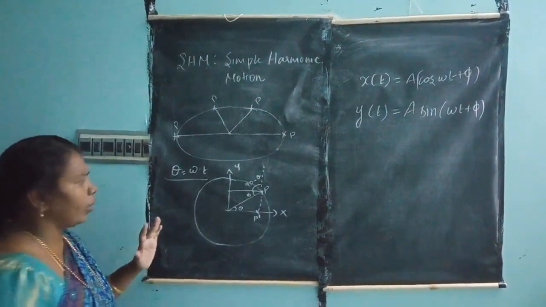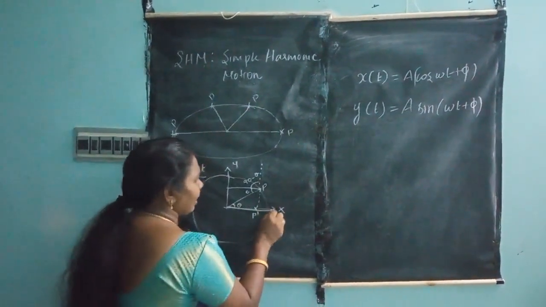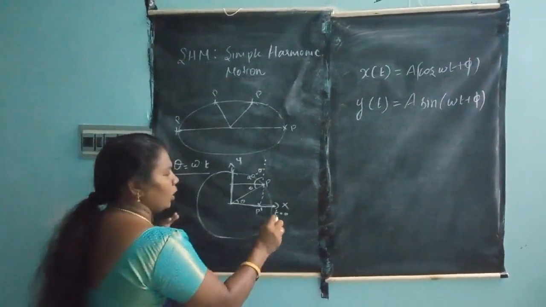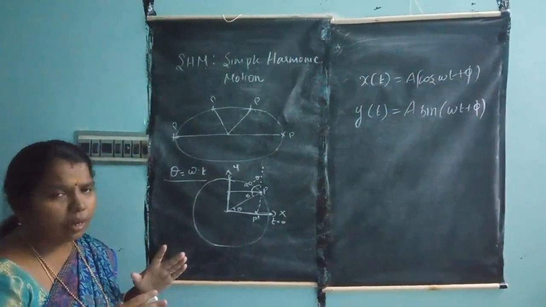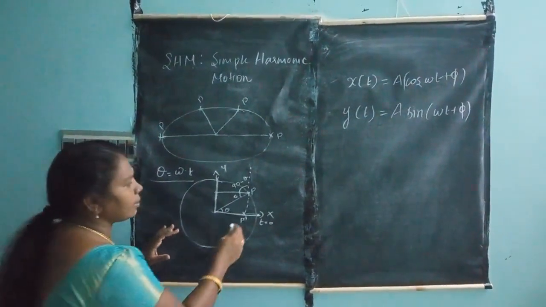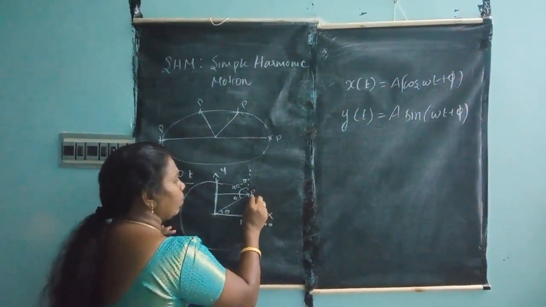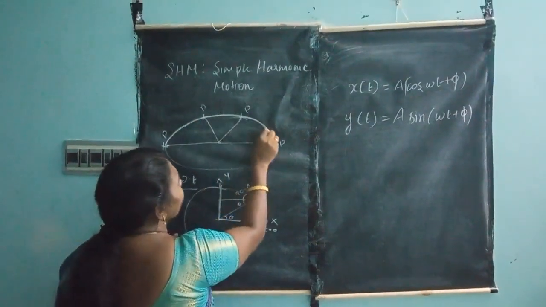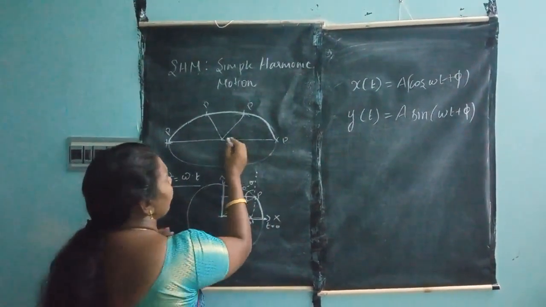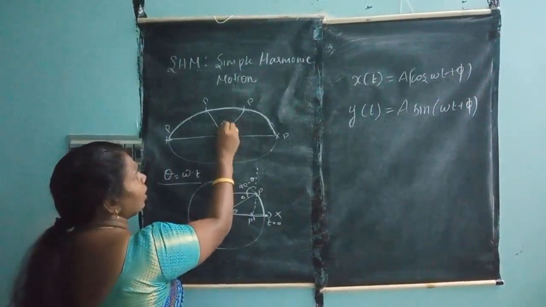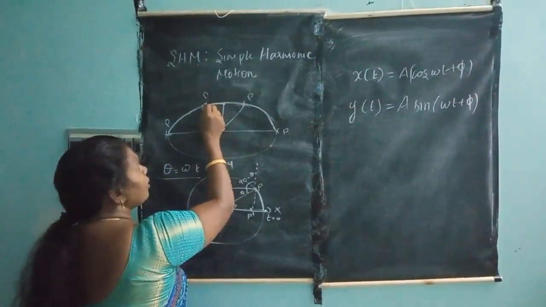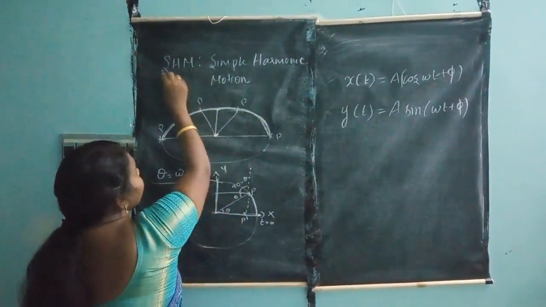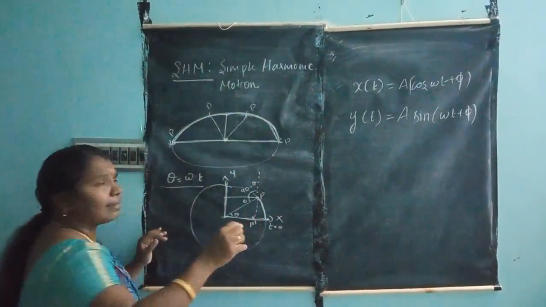Now imagine we take two axes, the x-axis and the y-axis. At time t equal to 0, the particle is at rest position. Then imagine the particle goes on moving to a particular point. This is the mean position. If it is the mean position, the ball moves to the maximum extreme position on the left side and the maximum extreme position on the right side. So simple harmonic motion is also called an oscillatory motion.